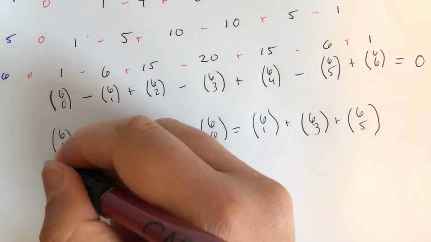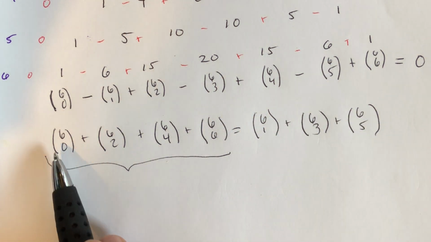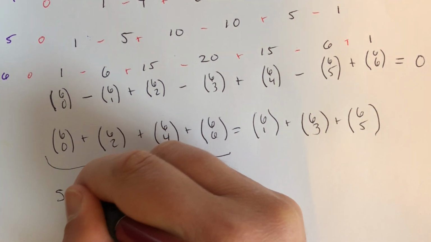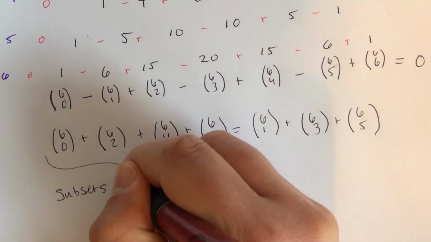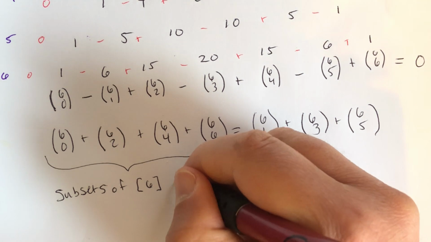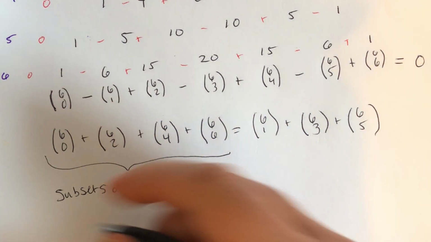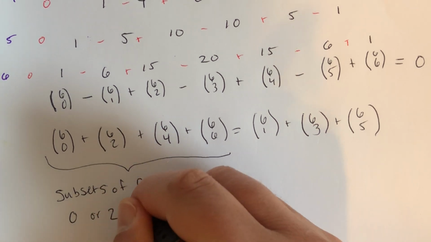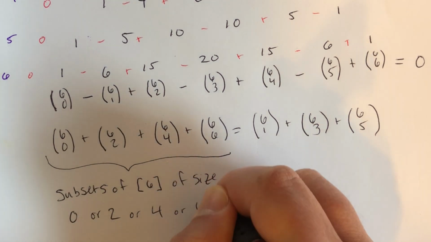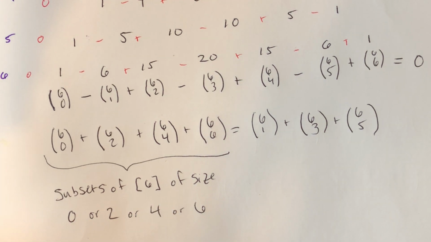This is pretty wild, right? What does this side of the equation represent? Right, this is the subsets of a 6-element set. Remember, we're using bracket 6 to denote just a general 6-element set, of size 0 or 2 or 4 or 6. In other words, these are the subsets of bracket 6 that have an even number of elements.